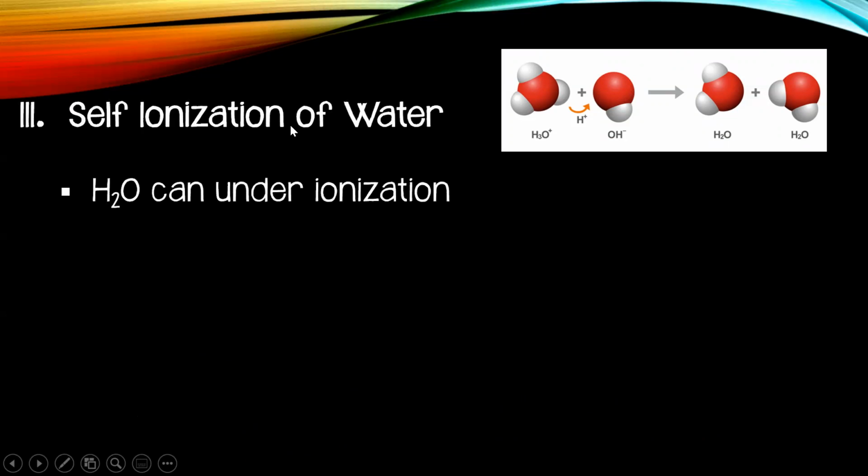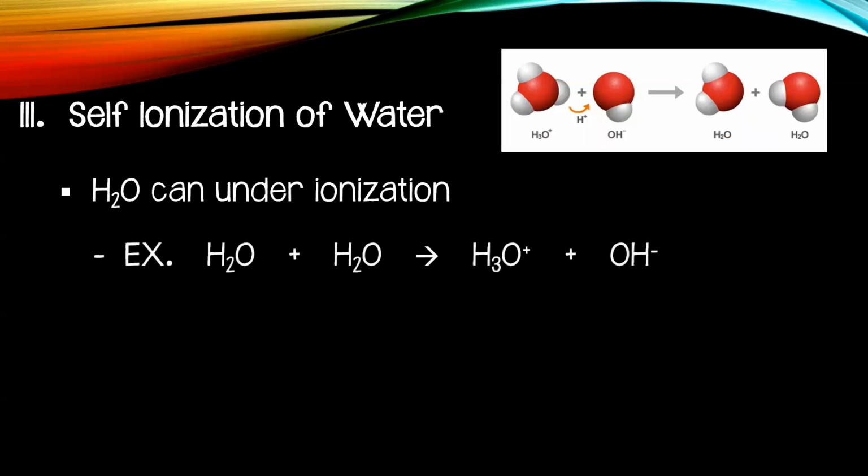So next we need to talk about the self-ionization of water. So water can ionize with itself. For the example, we have water plus water, and we're getting a hydronium ion and a hydroxide ion. So let's see how that happens.